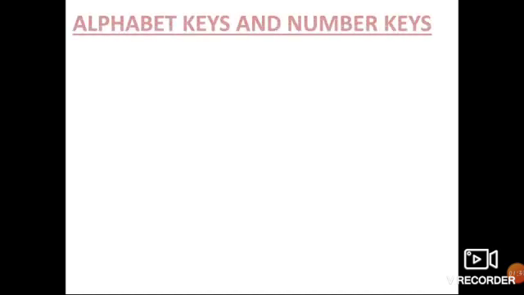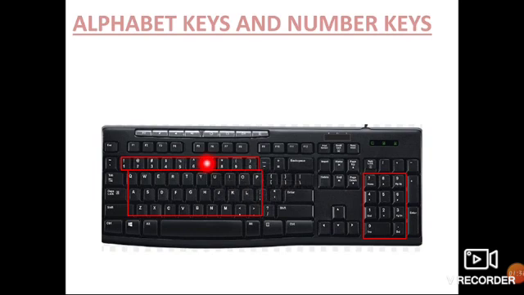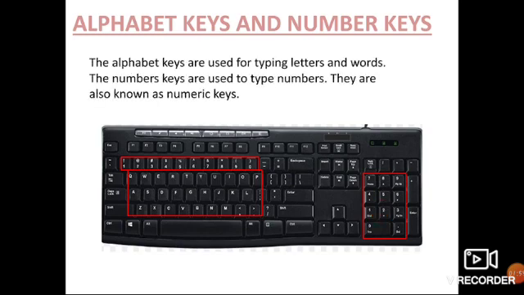Next we can see alphabet keys and number keys. So children, when you observe here in the first rectangle which I am showing you now, you have all the alphabets from A to Z. These are called alphabet keys, whereas you also have number keys from 1 to 0, two sets you have. To use these you have to make the num lock on. The alphabet keys we use to type letters and words, whereas we use numeric keys or number keys to type the numbers.